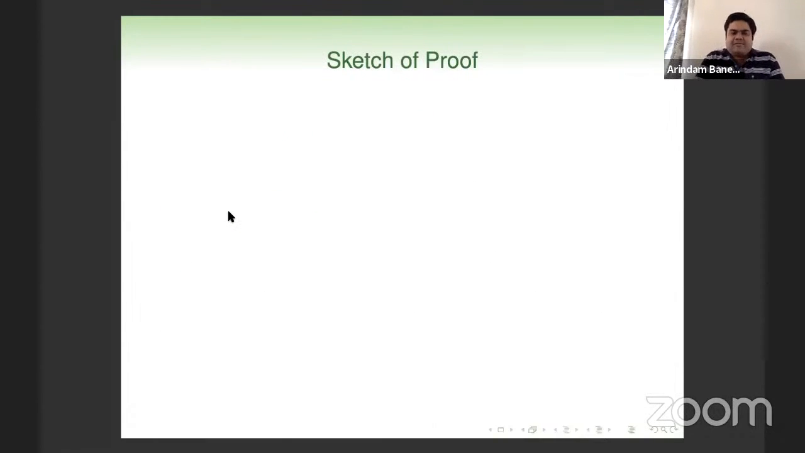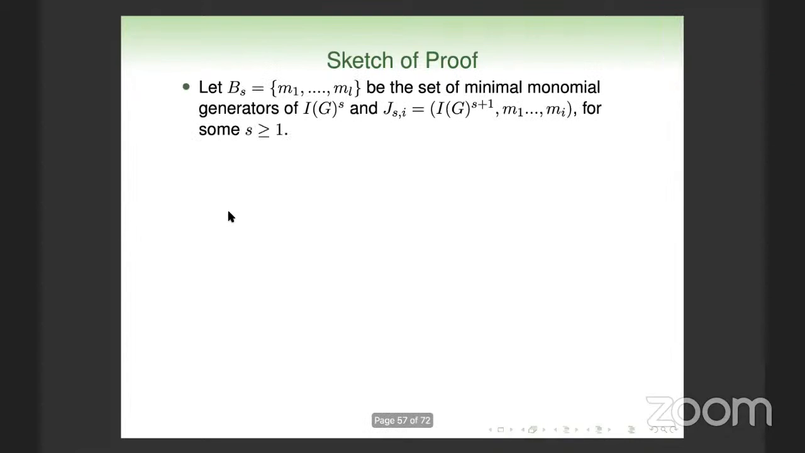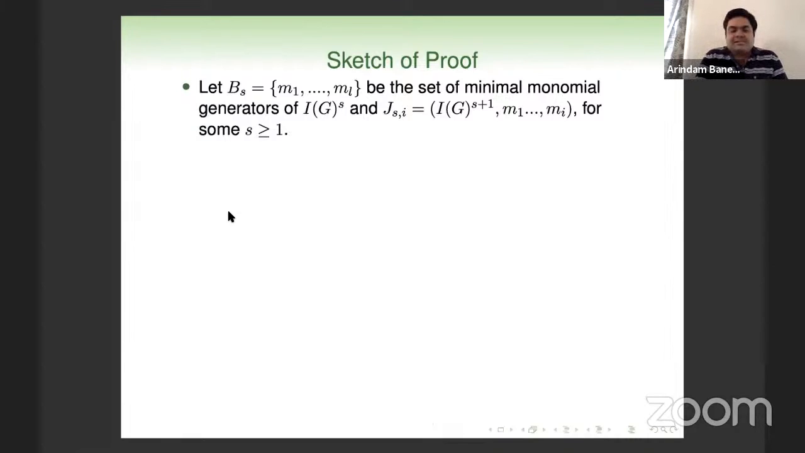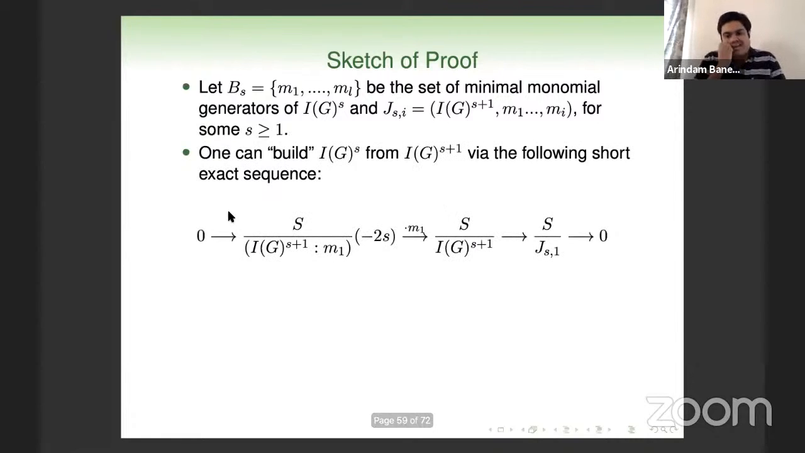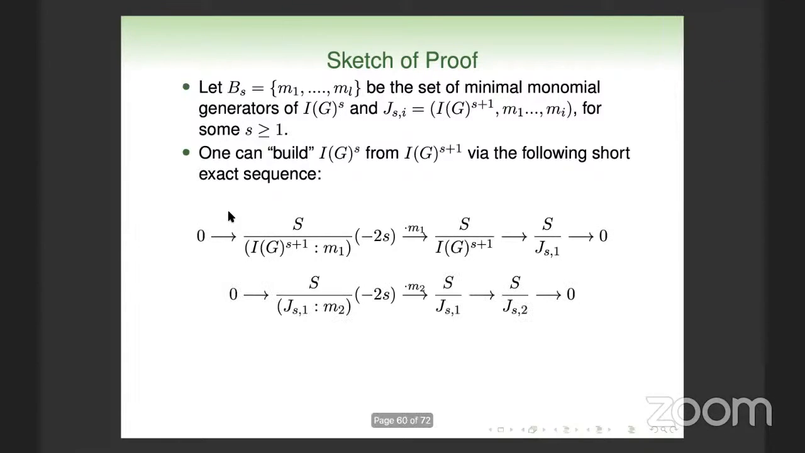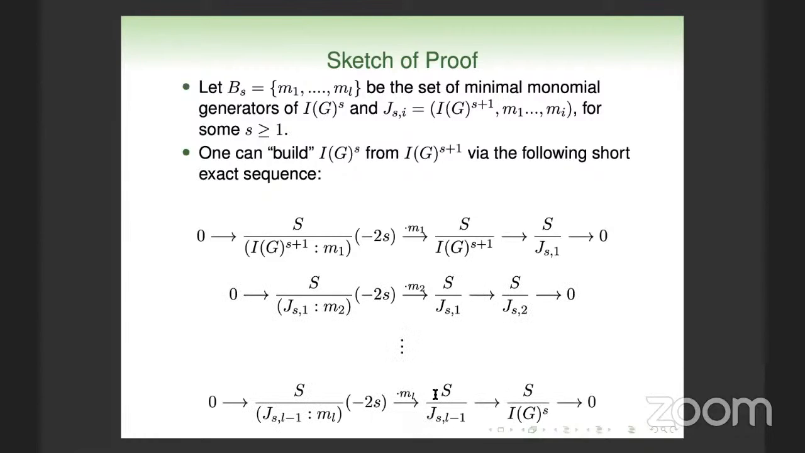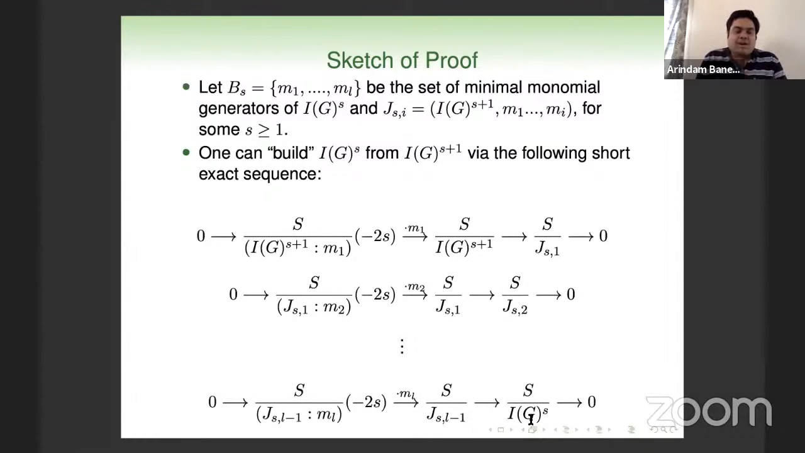So let me just briefly give the sketch of the proof that is used in all these results. It's mostly similar. One basically builds Ig power s from Ig power s plus 1 using the following short exact sequences. You throw inside Ig power s plus 1 a generator of Ig power s at a time to build Ig power s here. Now, if you have a short exact sequence, the regularity of the middle is less than or equal to the max of the regularity of the sides.